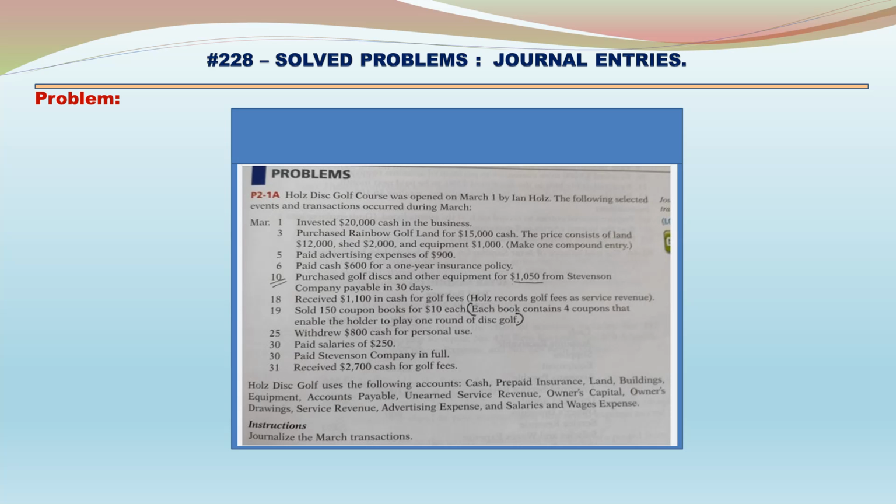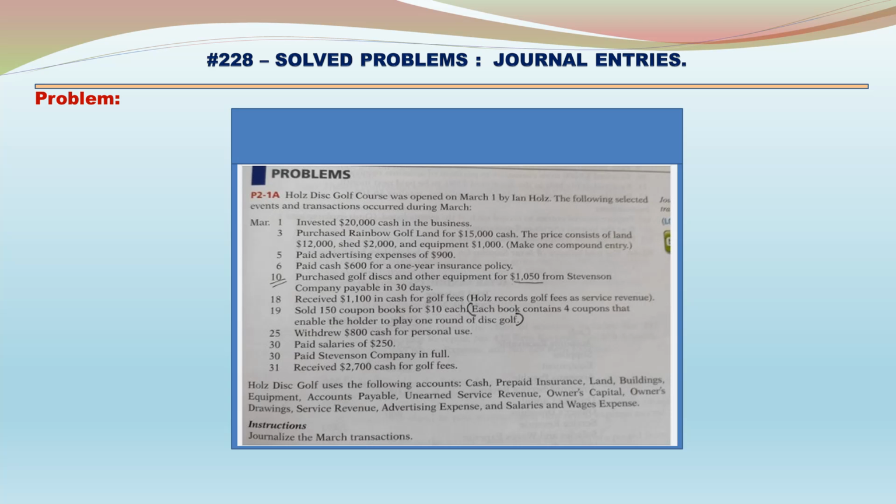March 30. Paid salaries of 250. March 30. Paid Stevenson Company in full. March 31. Received 2700 cash for golf fees. Hol's disc golf uses the following accounts: cash, prepaid insurance, land, buildings, equipment, accounts payable, unearned service revenue, owner's capital, owner's drawings, service revenue, advertising expense, and salaries and wages expense.